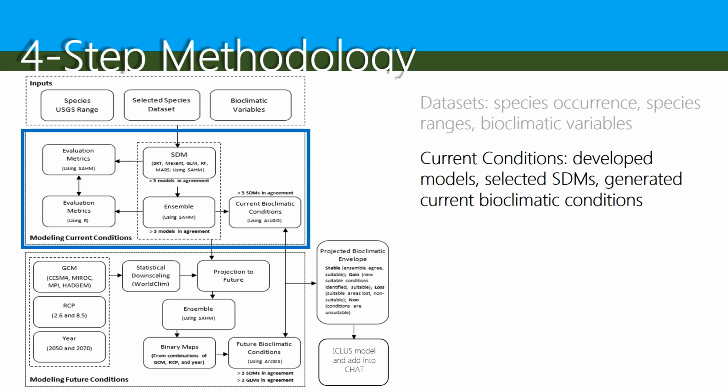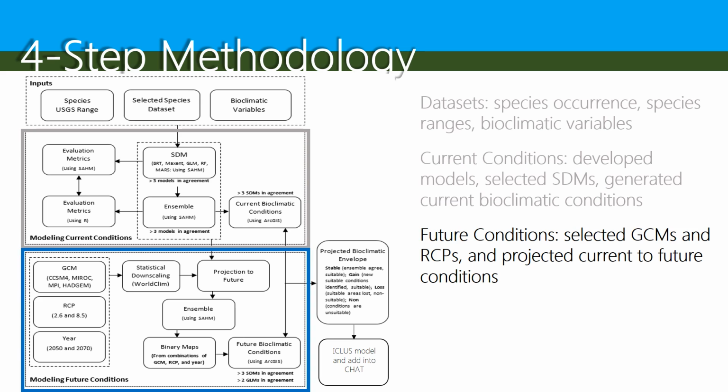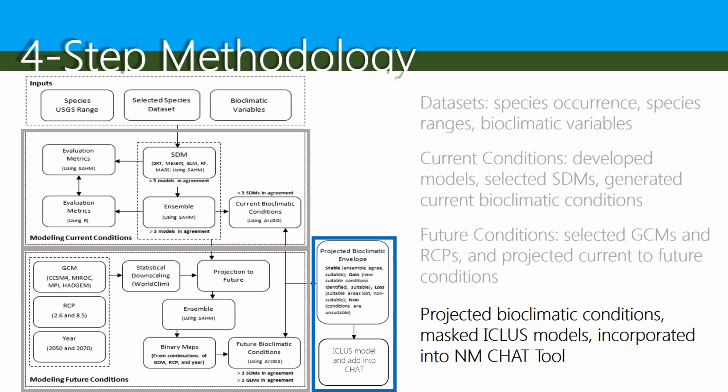Once we had the current condition of the species, we then projected it to the future condition, and this step also includes the selection of the different climate models as well as the selection of the RCPs. Once we had the future condition of the species, we compared it to its current condition in step 2 to produce the projected bioclimatic envelope of the species. Our results were then integrated to the ICLUS, which I will discuss later in the presentation, and integrated into the CHAT, or the New Mexico CHAT tool.